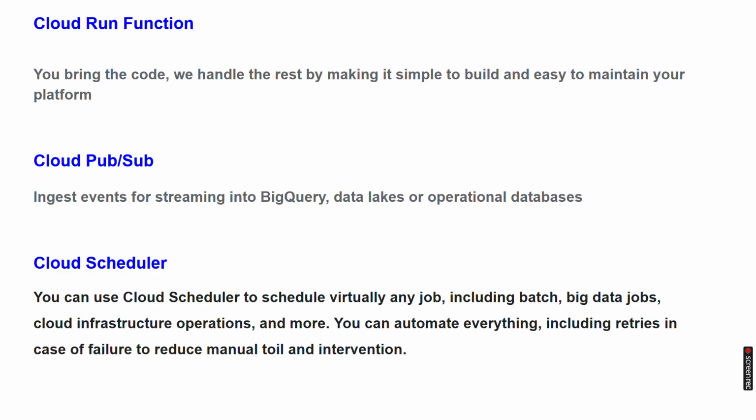We are typically charged only for the resources consumed during the actual execution time of our function. So that is the Cloud Functions part first. Next I'm talking about Cloud Pub/Sub.